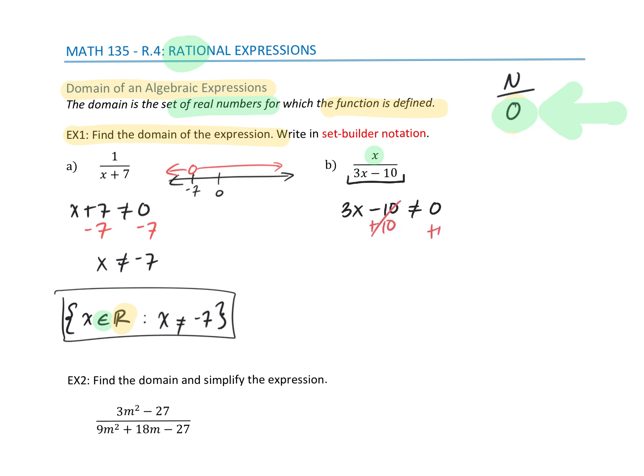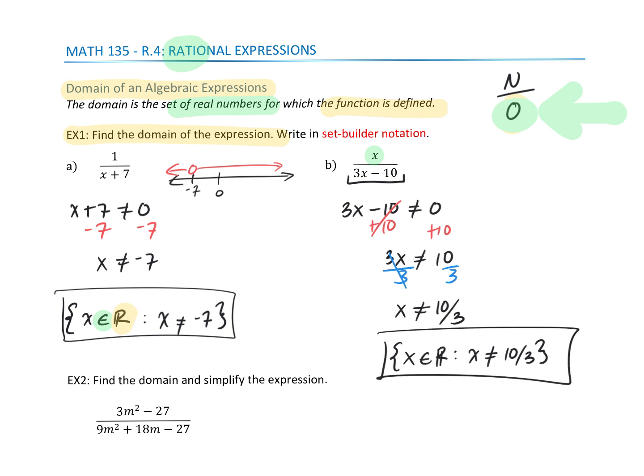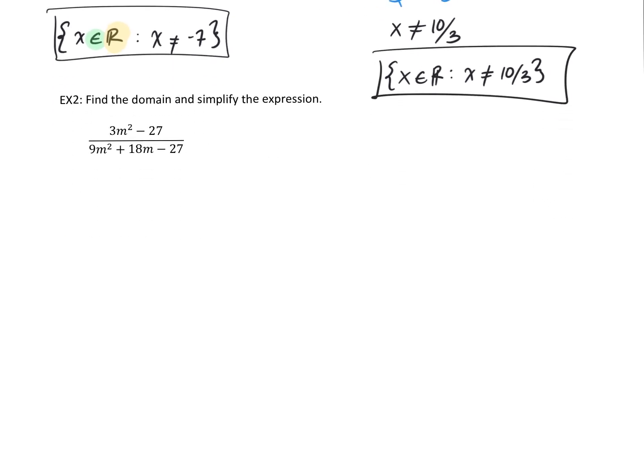Again, let's go ahead and solve our equation. We know 3x can't equal 10. Let's see, divide by 3 to get x by itself. And we find out x cannot equal 10 divided by 3. Okay, so again, in set builder notation, x can be all elements of the real number, but we know that x cannot equal 10 divided by 3. And we are done.